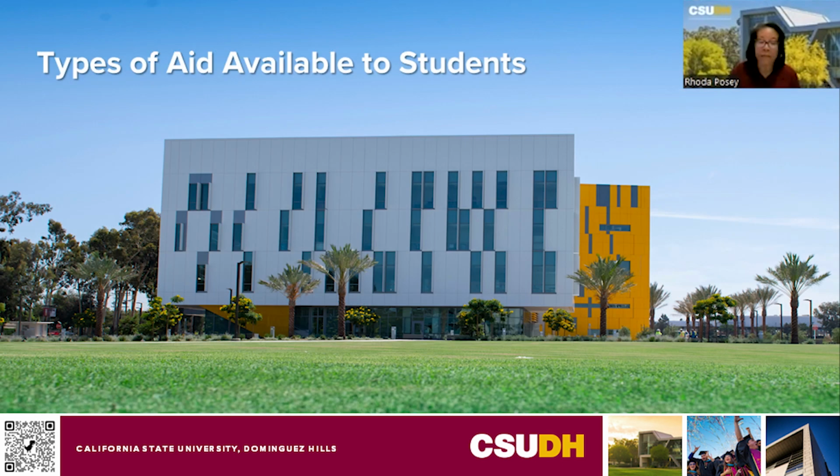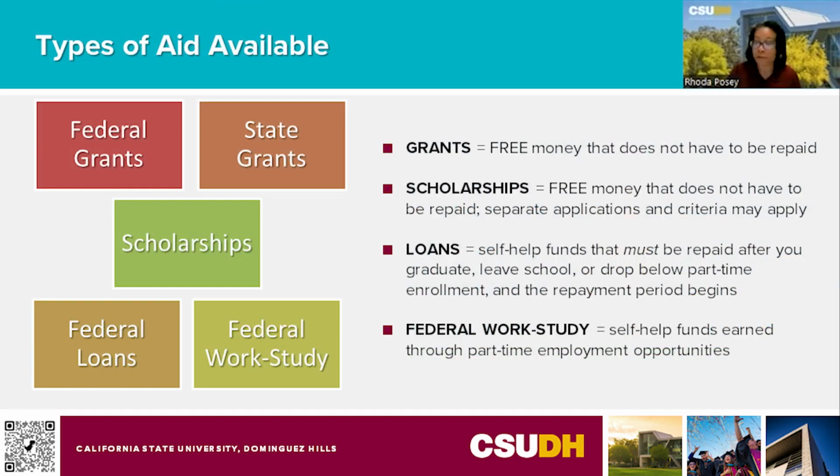Okay. Types of aid available. There are 5 categories of financial aid. You have federal grants, state grants, scholarships, federal loans, and federal work study. Just remember that grants are free money that does not have to be repaid. Scholarships are also free money that does not have to be repaid. It may require a separate application.